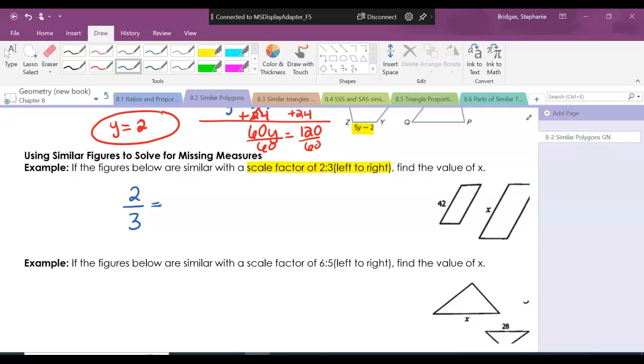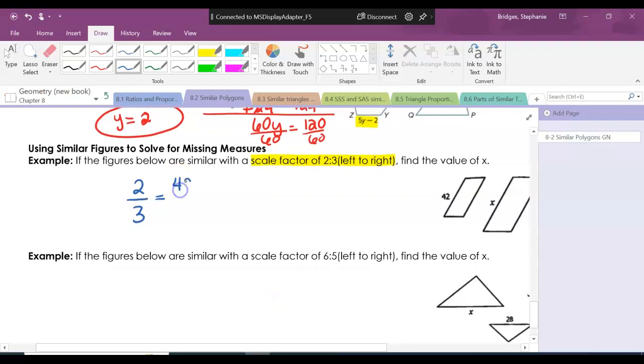How do you think my other fraction should look if my scale factor is from left to right? What is the side length in the left picture? 42. What is the side length in the right picture? X. Okay, you have to listen to what it says. If it doesn't say, you always just assume left to right. But I will always make sure I specify for you which one you're looking for. Cross multiply and solve for x.